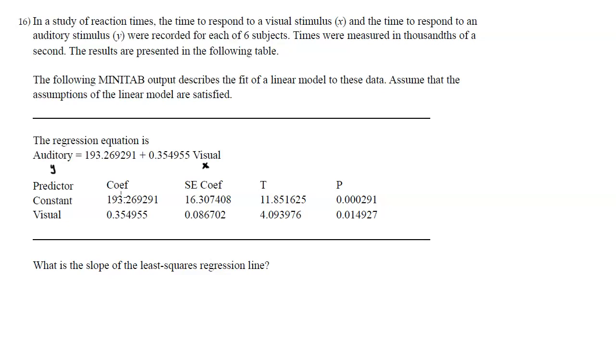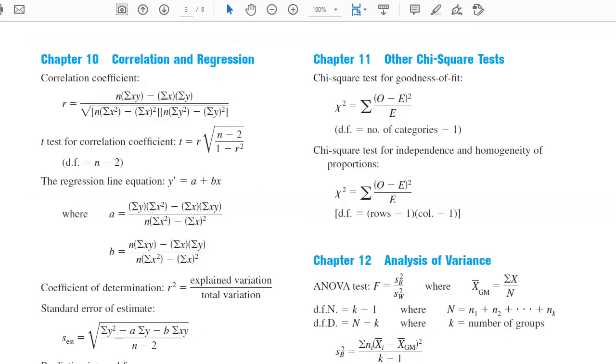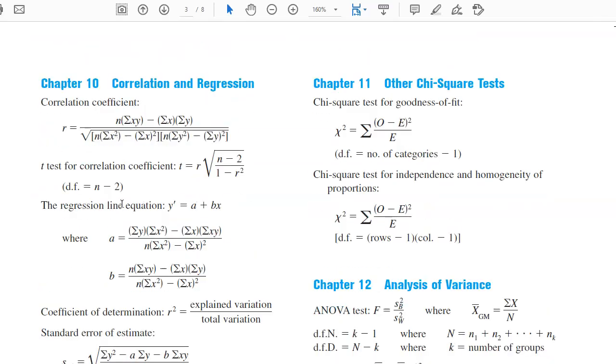Okay, so here's our information, and we want to know what the slope of the least squares regression line is. The most basic information here is the regression equation. This is the least squares regression line right here, and I'll write it out. Instead of auditory and visual, I'm going to write Y and X. So Y equals 193.269291 plus 0.3549555x.